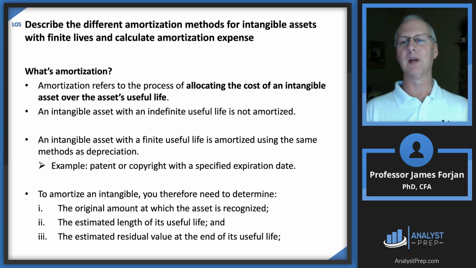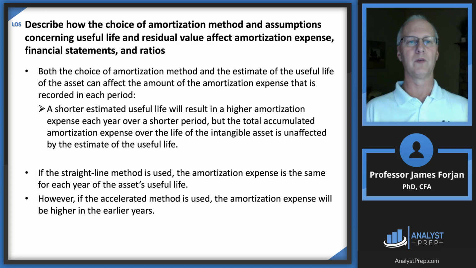Useful life is amortized using the same methods as depreciation. But with an intangible asset, it's more difficult, maybe sometimes even really difficult, to estimate that initial cost. So we need an original amount, we need an estimate of its useful life, and then a residual value. And so these are much more difficult and complex compared to an oven or a big saw for the furniture companies.